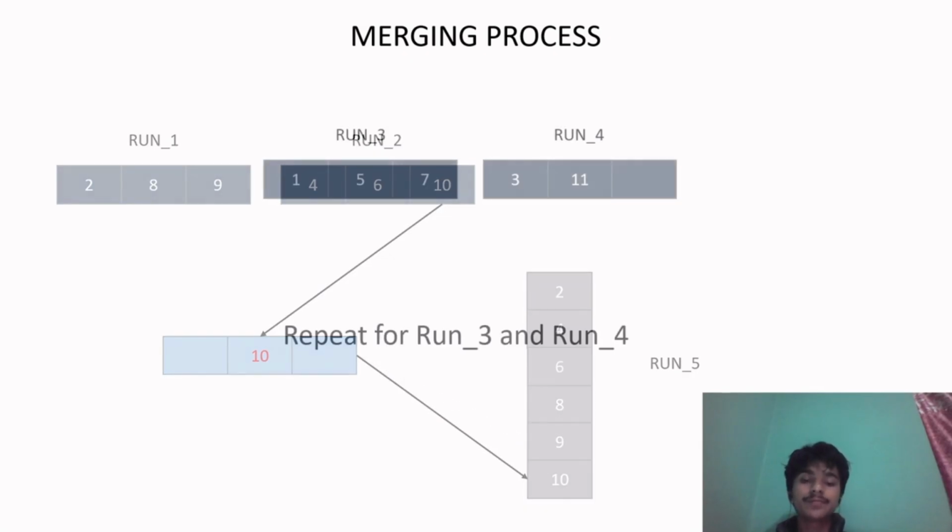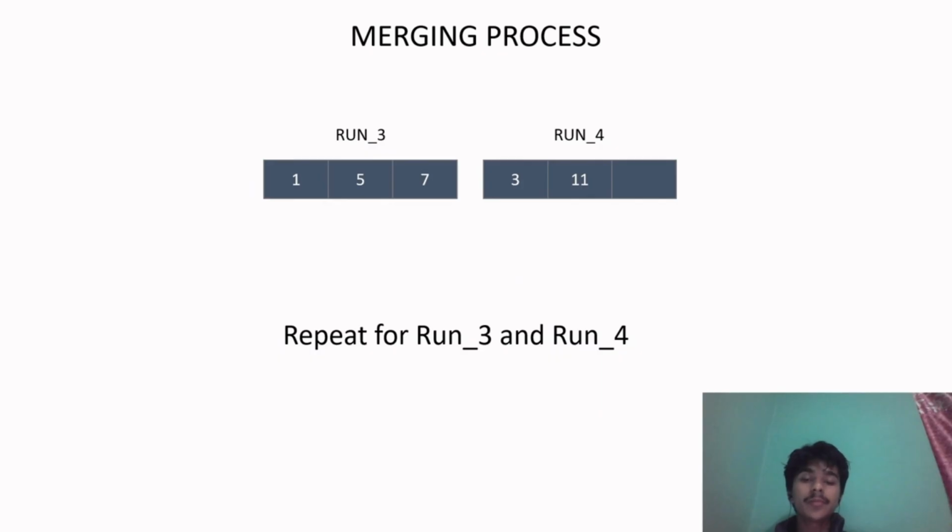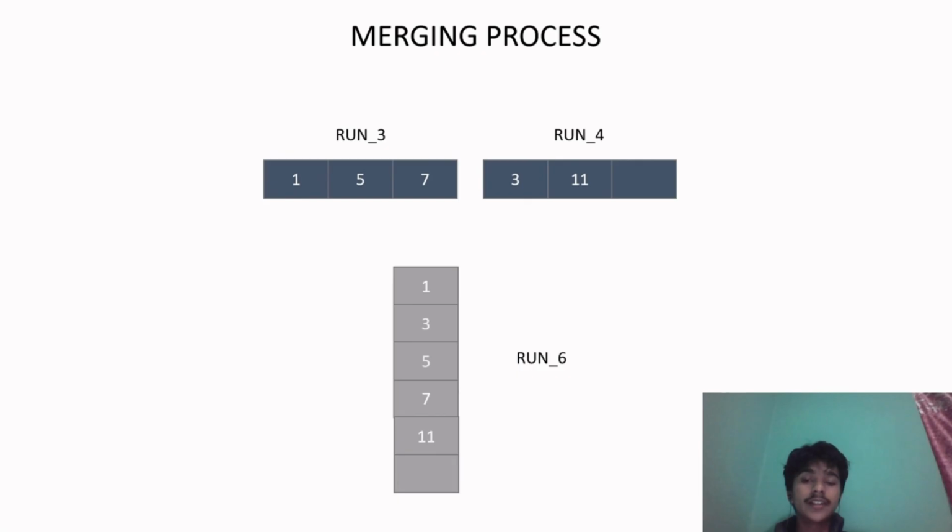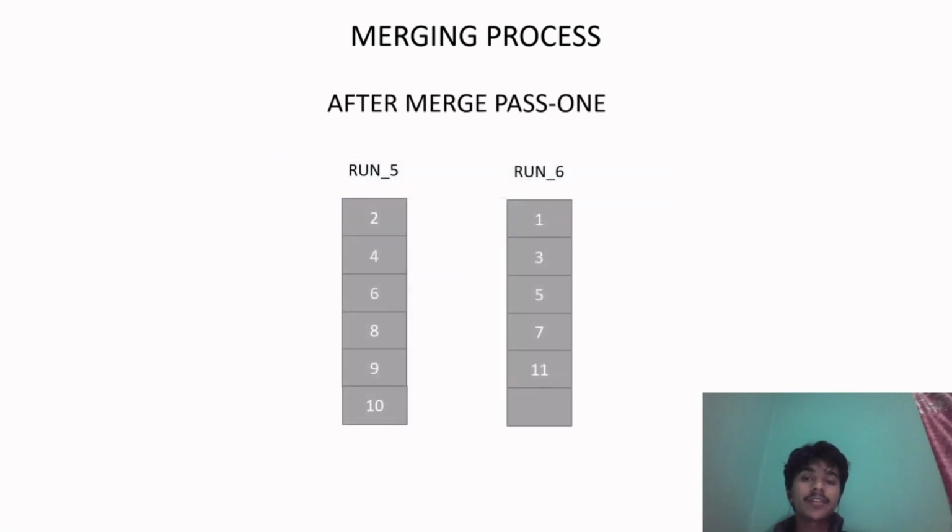And now we repeat this process again for run 3 and run 4, and we end up with run 6, which is a sorted run. And after the first merge pass, we end up with two runs, which are sorted within themselves.